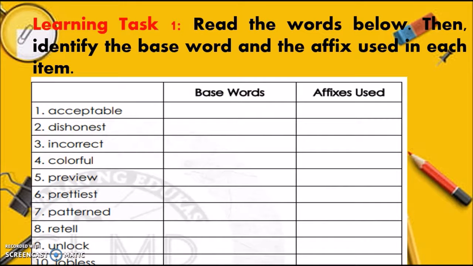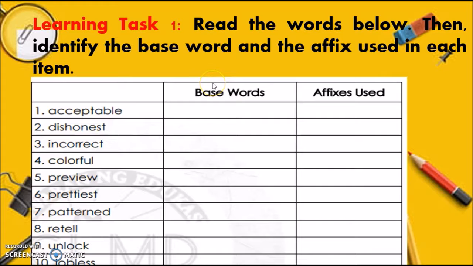Alright? So let's now proceed to our learning task 1. Read the words below. Then identify the base word and the affix used in each item. So you're going to write here the base words o yung salitang pinanggalingan o salitang dinagdagan ng affixes at dito naman ay yung affixes na ginamit. Alright? Example.